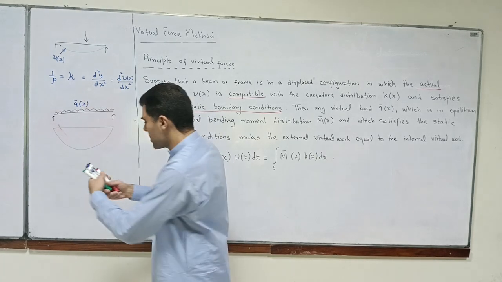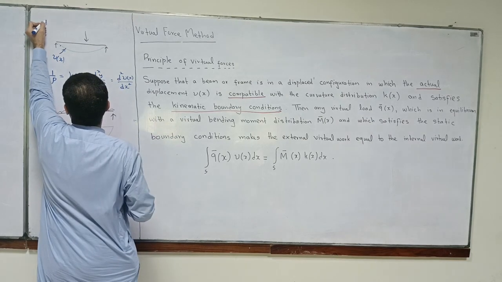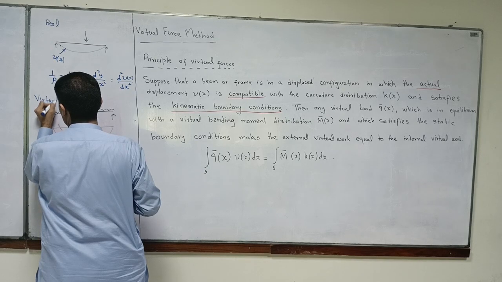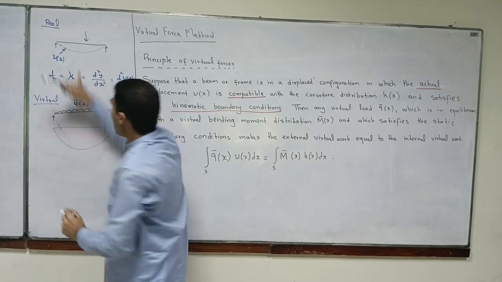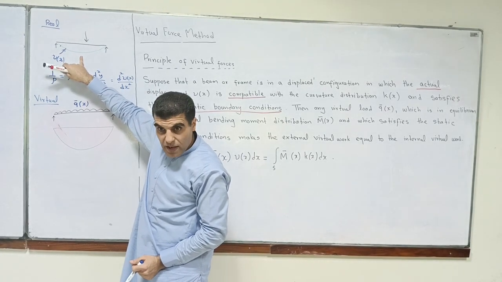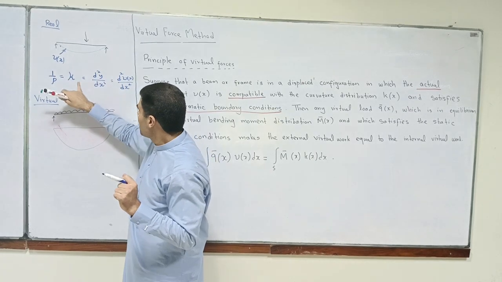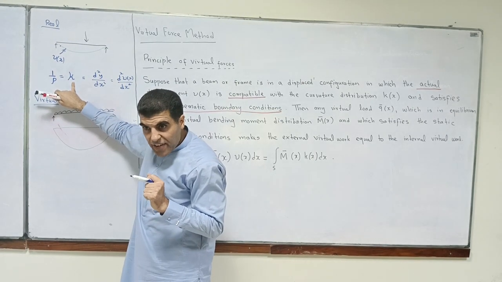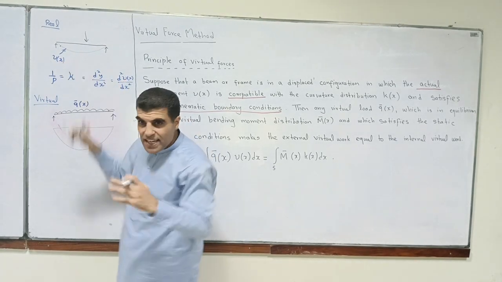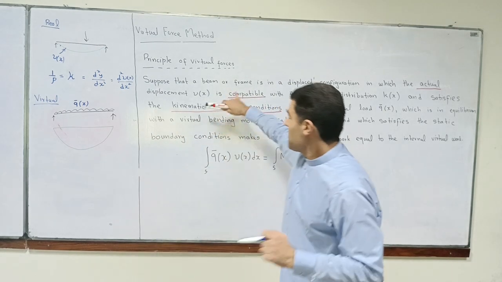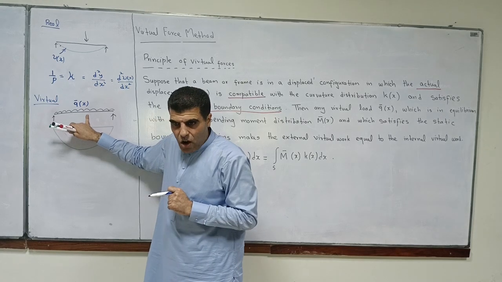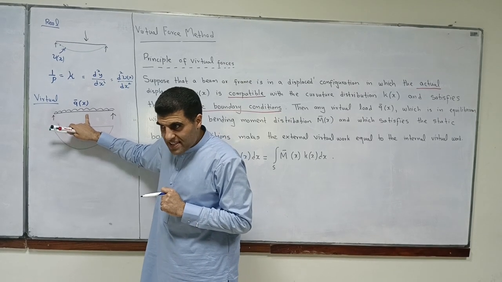So this is a real system. This is a virtual system. In the real system, we have the elastic curve, and that elastic curve is the deflection, sorry, the curvature is compatible with v of x, the displaced profile. So we are dealing with the elastic curve, with the geometry of the real system, the actual system, and we are dealing with the equilibrium of the virtual system.